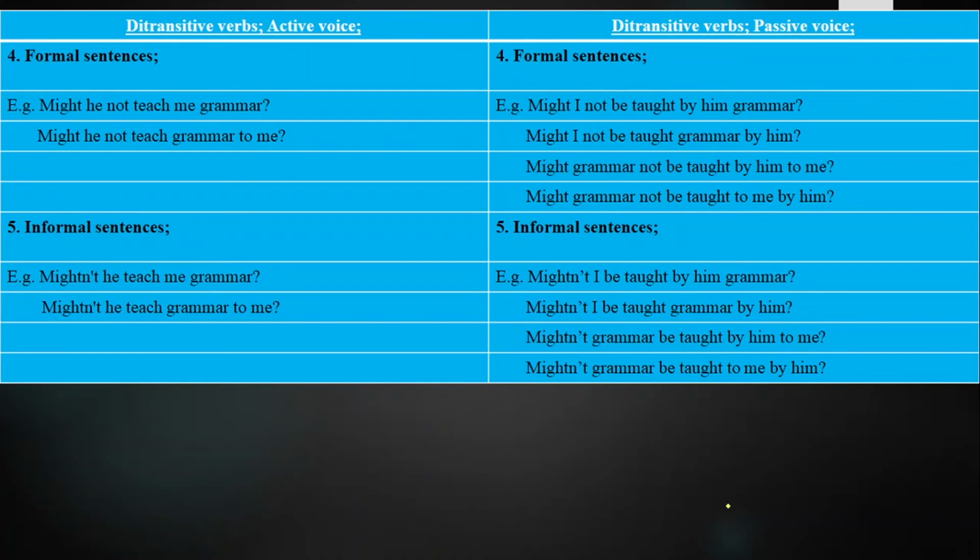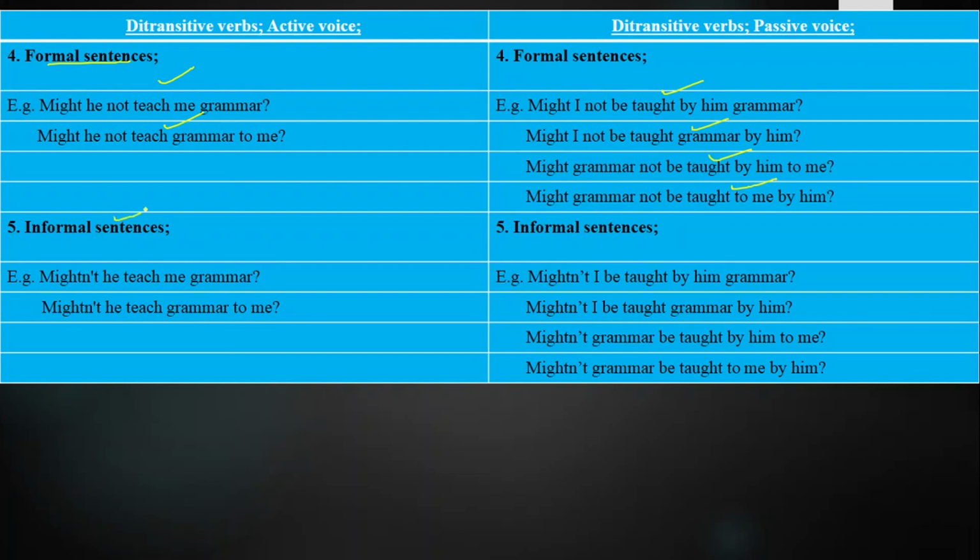Next, we have got the formal sentences, those sentences in which we deny the statement and ask question in a formal way, polite way, or respectful way. Might he not teach me grammar? Might he not teach grammar to me? Might I not be taught by him grammar? Might I not be taught grammar by him? Might grammar not be taught by him to me? Might grammar not be taught to me by him?